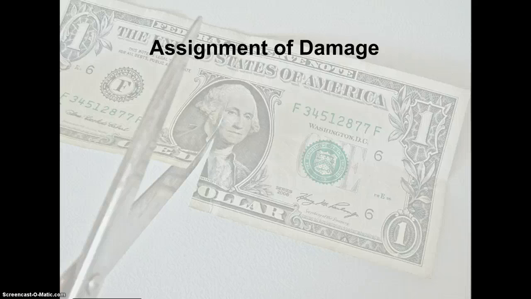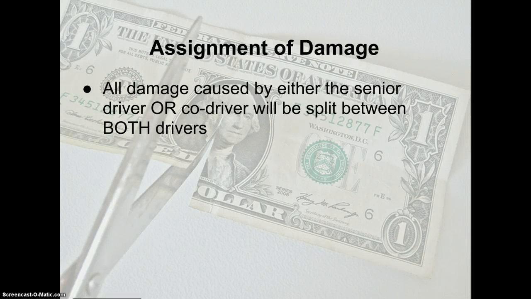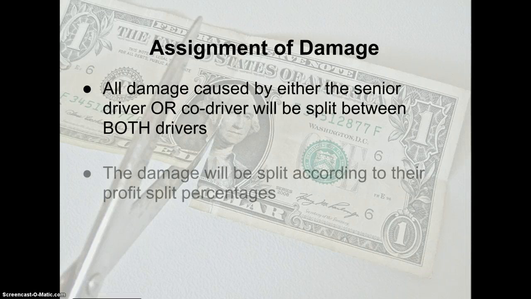This assignment of damage is given to both drivers. It doesn't matter which driver caused the damage or who was driving the truck at the time. The two people in the truck will both split the damage, and it's split according to the profit split percentages. For example, if there's a senior trainer and a junior trainee, the senior trainer would take 67% of that damage and the junior driver would take 33%, just like they get from the truck profit.